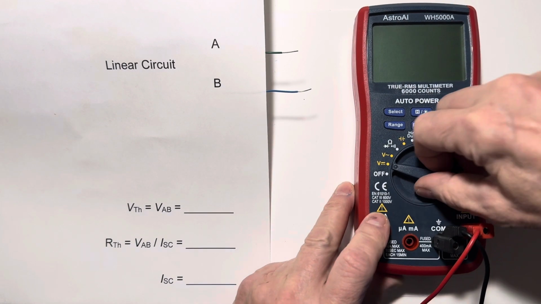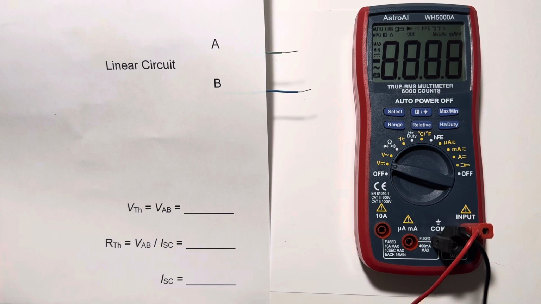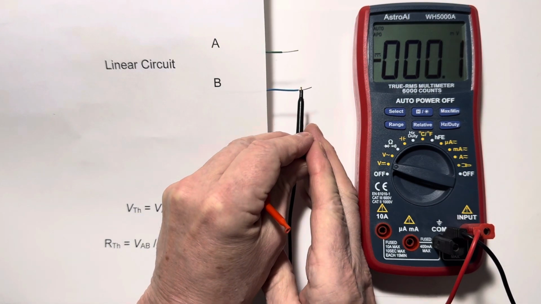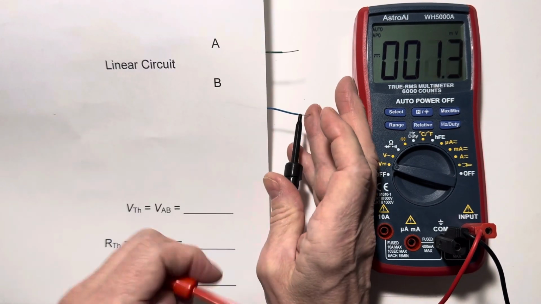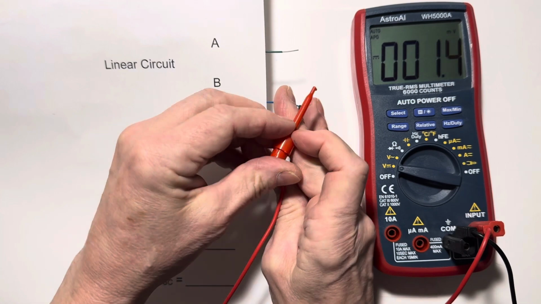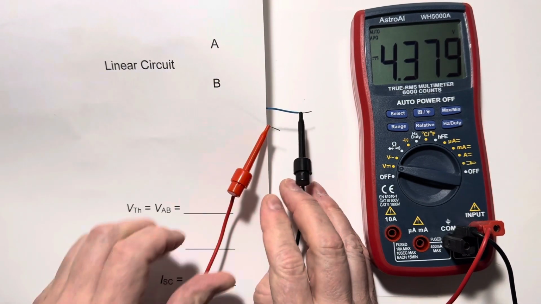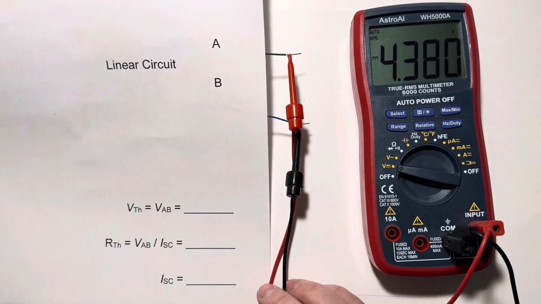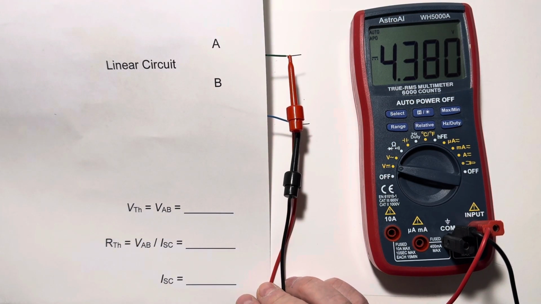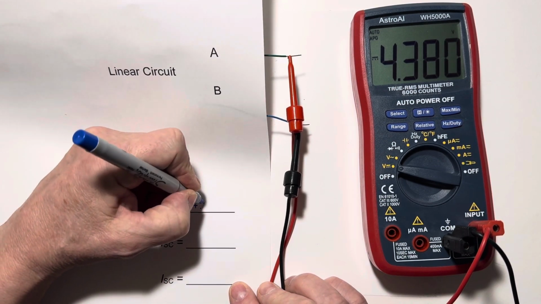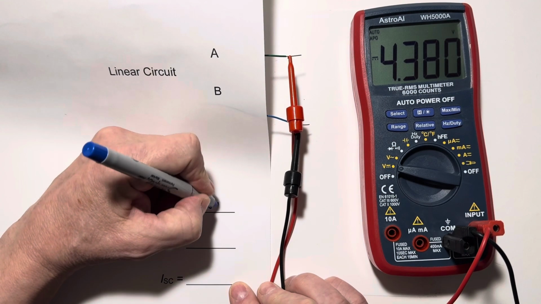All right, so starting off with that measurement, we're going to connect our black lead to port terminal B and our red lead to port terminal A, and we get an open circuit voltage of 4.38 volts. So that is our Thevenin voltage. We're going to record that, 4.38 volts.